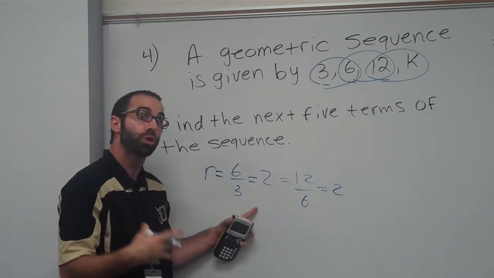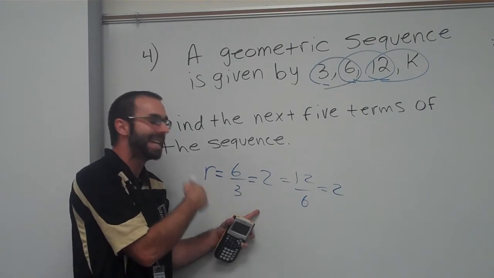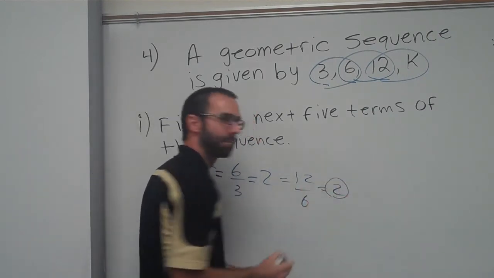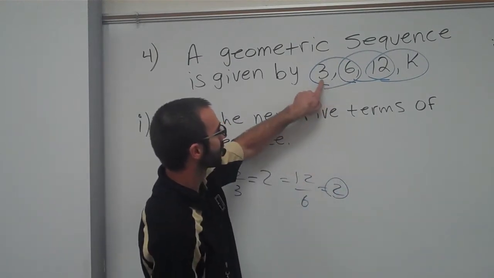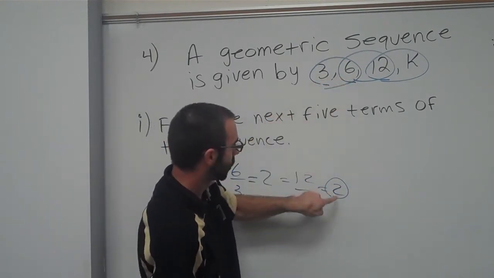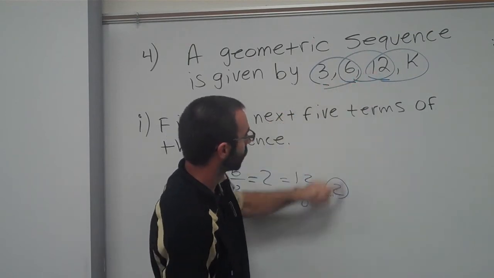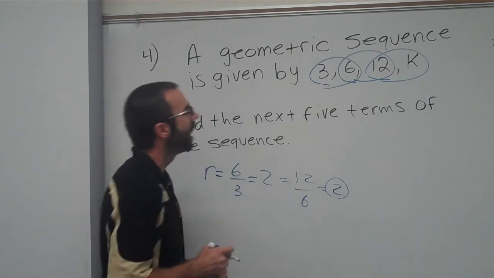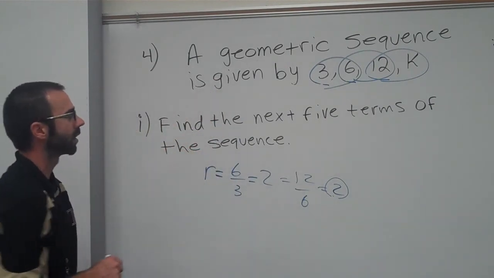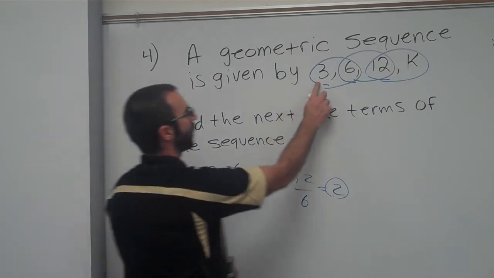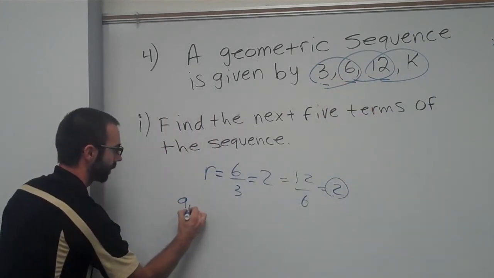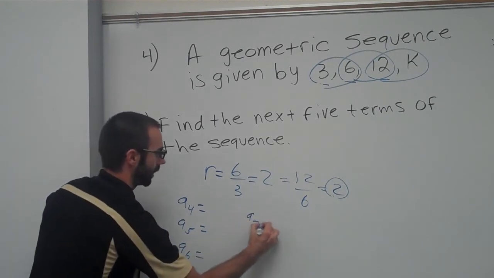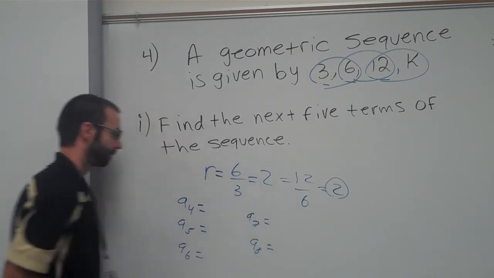What is so super rad about the r is that it's our generator for the next term, meaning I use it as a multiplier. 2 times 3, I get 6. 2 times 6, I get 12. 2 times 12, and then I get my next one. So let's go ahead and find the next 5 terms, because that's what we need to do here. This is A1, A2, A3, so let's find A4, A5, A sub 6, A sub 7, and then A sub 8.